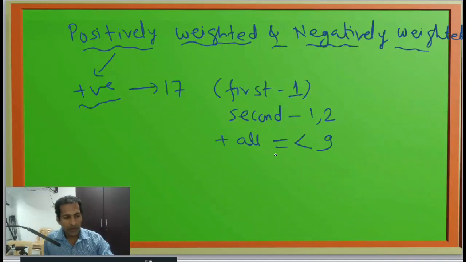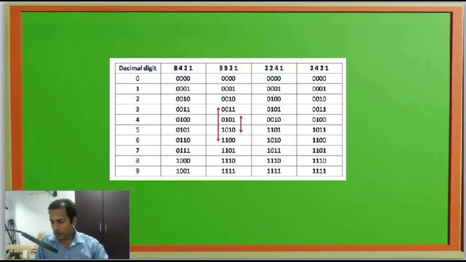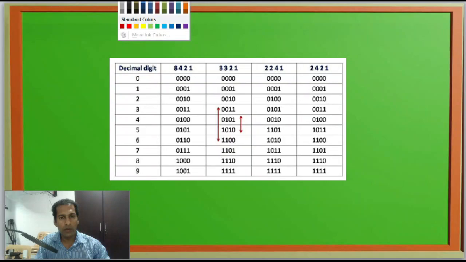Now negatively weighted codes are those in which some of the weights assigned to the binary digits are negative. The codes like 642-3 or 631-1, these are some of the negatively weighted codes. So you can see these are some different weighted and non-weighted codes.